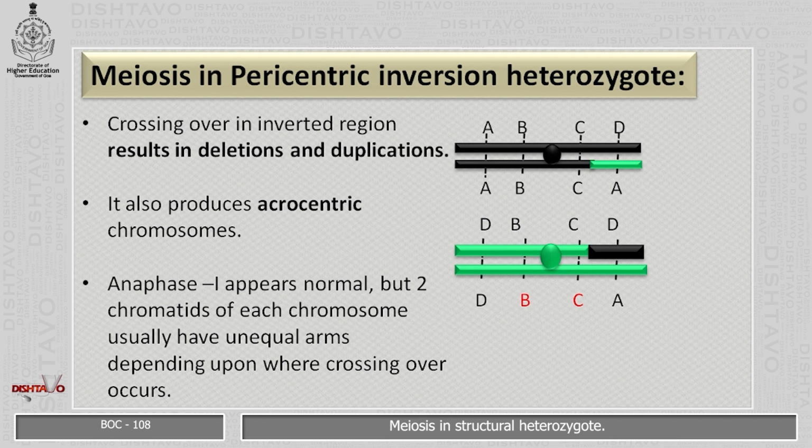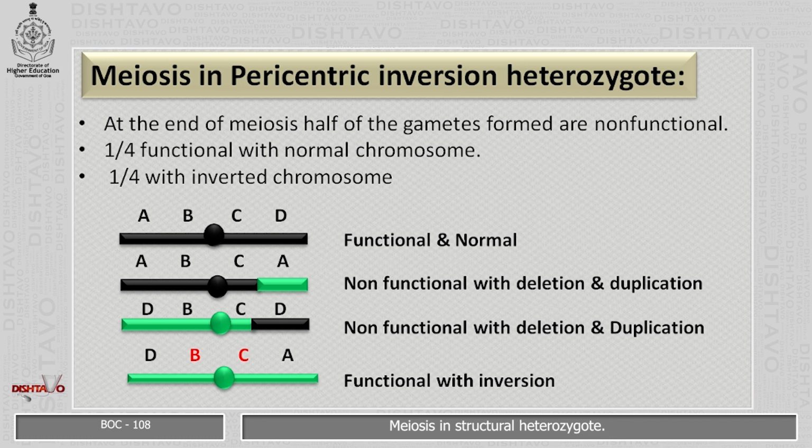It also produces acrocentric chromosomes. Anaphase 1 appears normal, but the two chromatids of each chromosome usually have unequal arms depending upon where crossing over occurs. At the end of meiosis, half of the gametes formed are non-functional, 1/4 functional with normal chromosome and 1/4 with inverted chromosome, as shown in the figure.